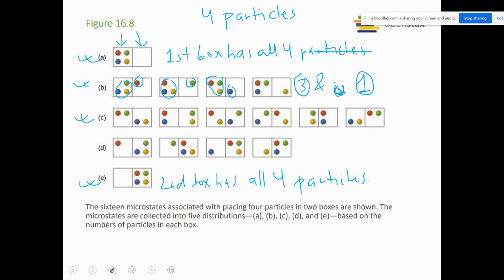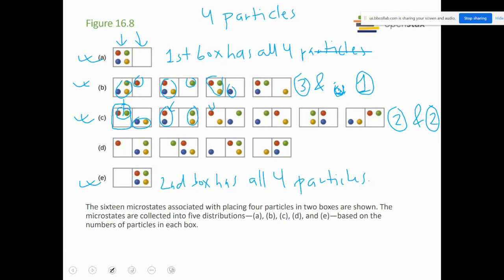I'm going to start calling it 2 and 2, meaning I have two particles in the first box, two particles in the second box. Look at this. And something that you should have noticed is, whenever I say two particles in the first box, the red and green cannot be the same thing in the first box, right? If you look at this red and green, this is the only one which has the red and green in the first box, because this has red and blue, this has red and yellow, and something else.